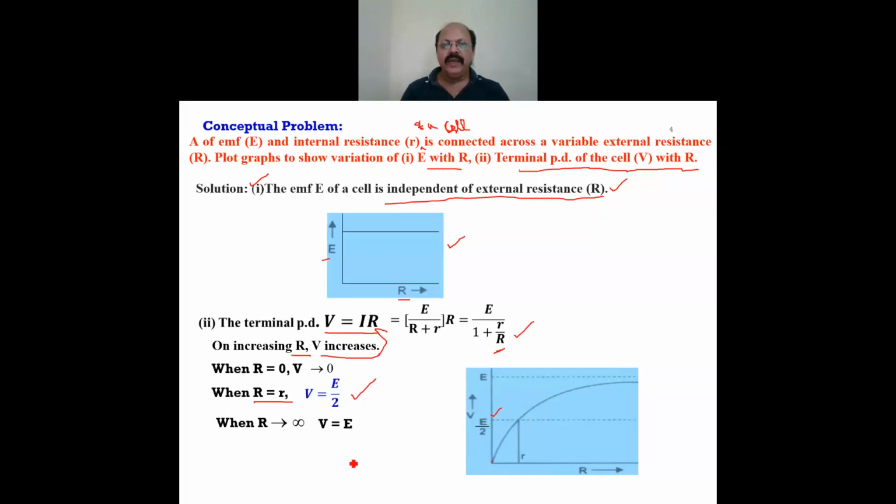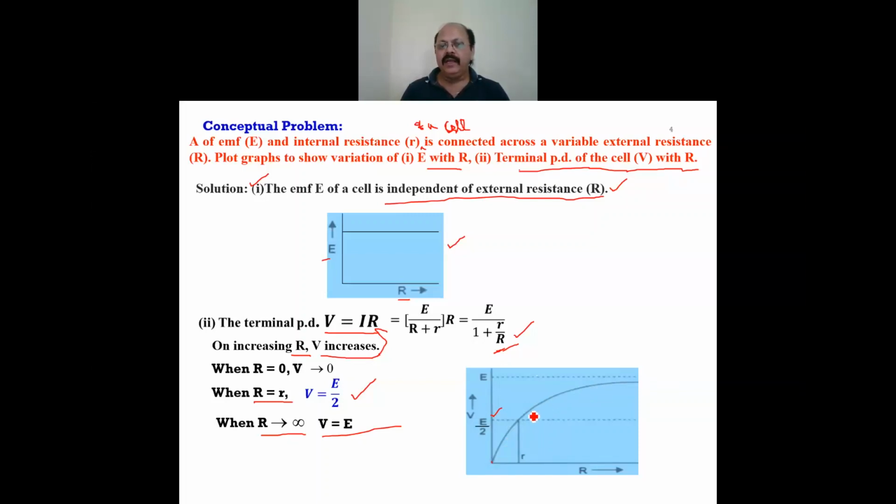Similarly, when the external resistance which you are connecting in the circuit is infinite, then from this equation V equals E. So when V equals E, this is the condition represented by the dotted line, that R is infinite, then V equals E. So finally you are getting that as R increases, V also increases. But it is not a straight line, it is a curved line.